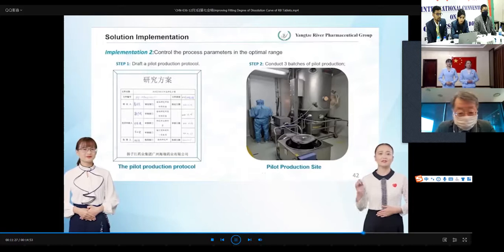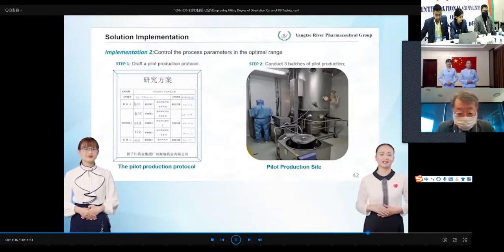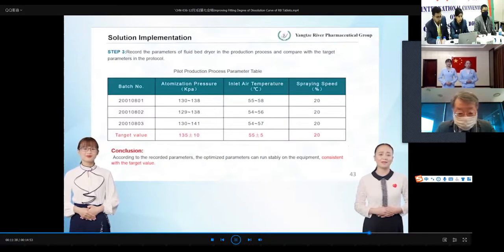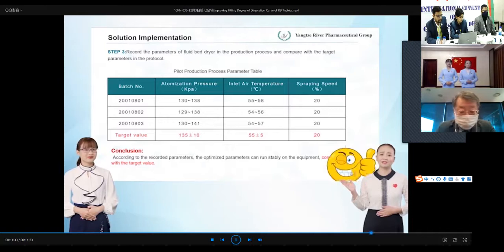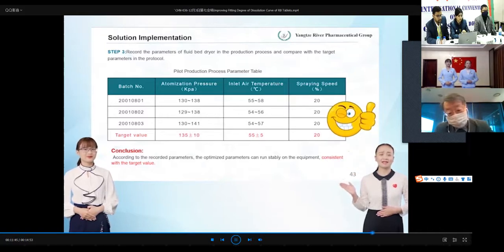Implementation 2: control the process parameters in the optimal range. We drafted a pilot production protocol and conducted 3 batches of pilot production. We recorded the parameters of the fluid bed dryer. They are consistent with the target value and can run stably on the equipment.